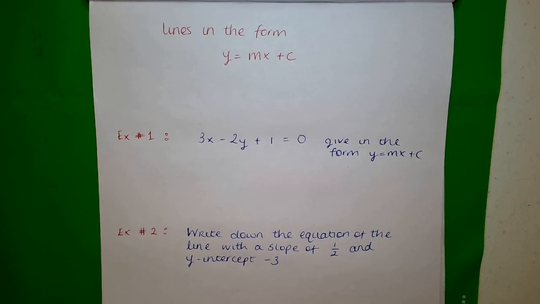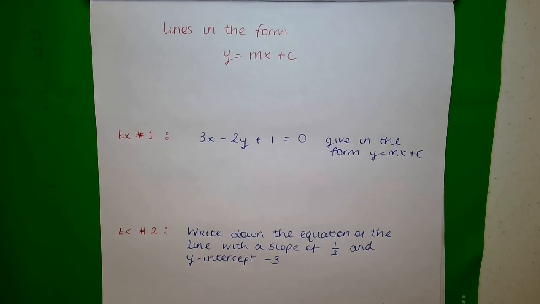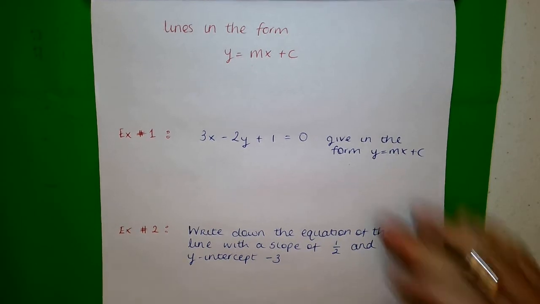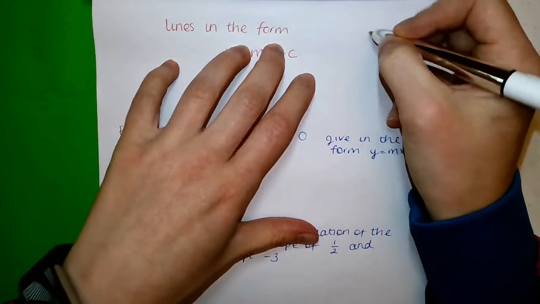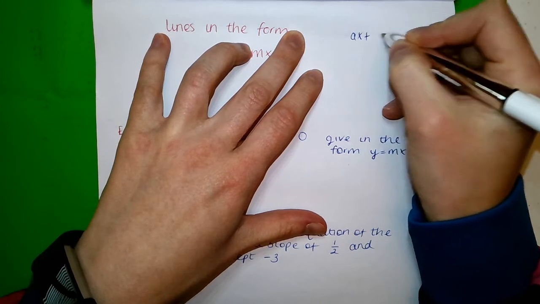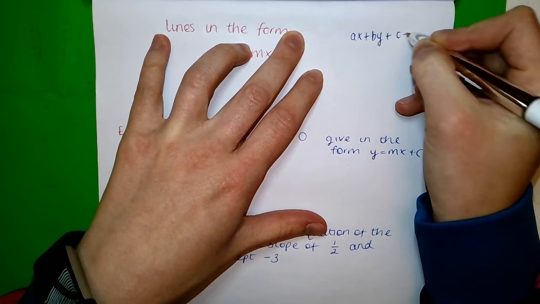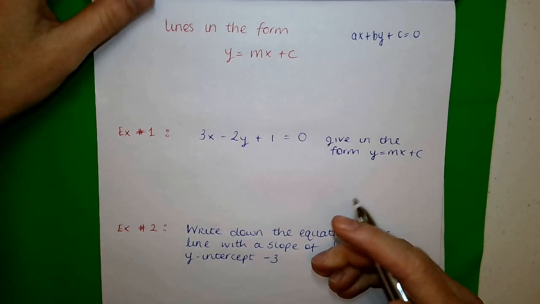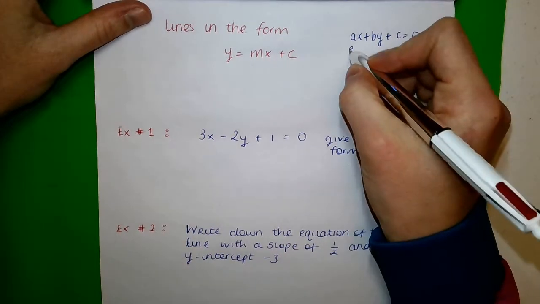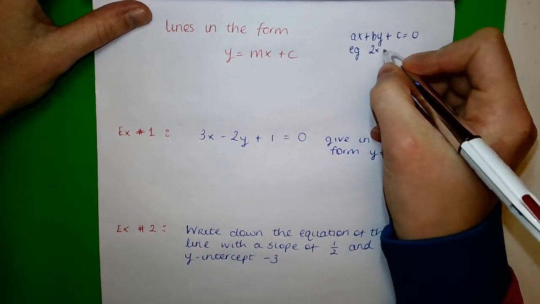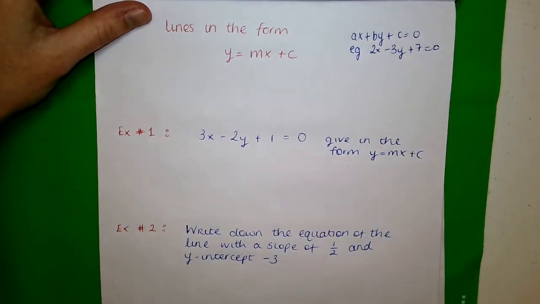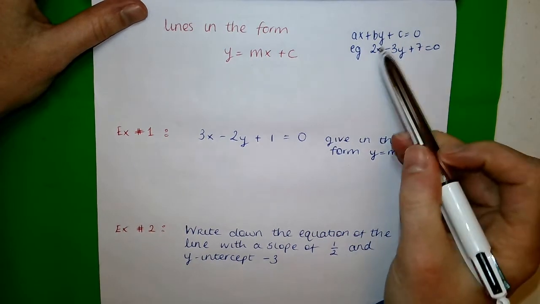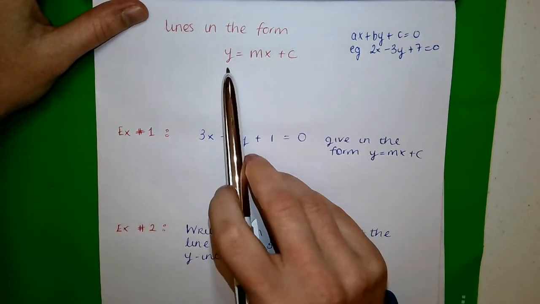In this video we're going to look at rewriting the equation of a line in the form y equals mx plus c. Previously we would have given our equation of a line in the form ax plus by plus c equals 0, which means that everything came to the left hand side of the equal sign. An example of this could be 2x minus 3y plus 7 equals 0.